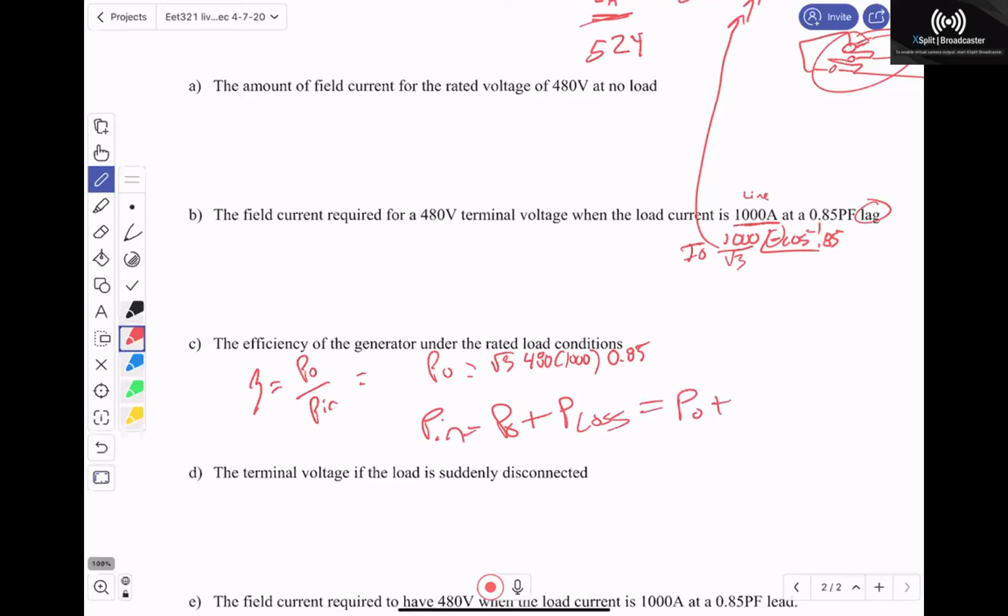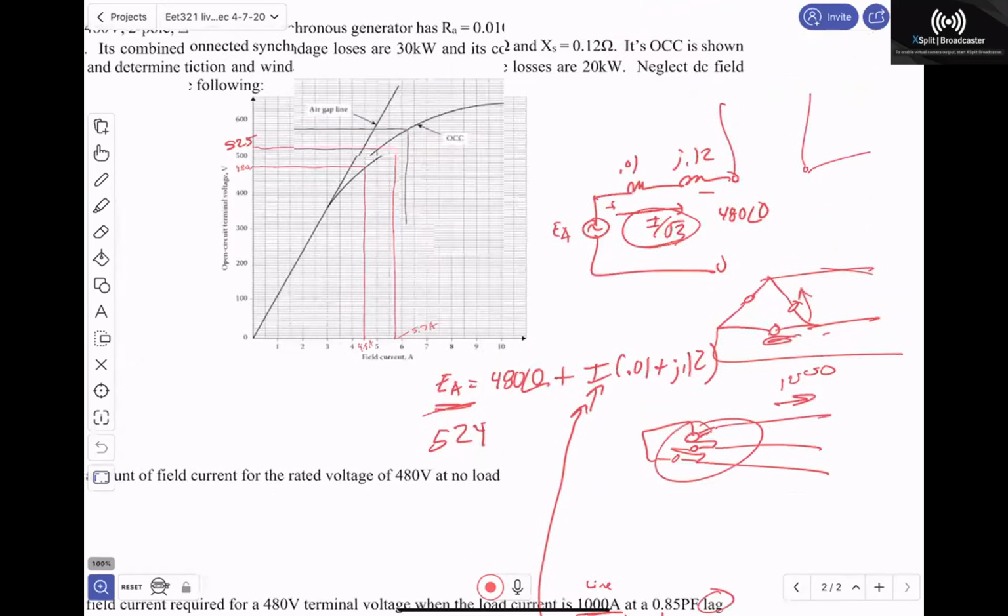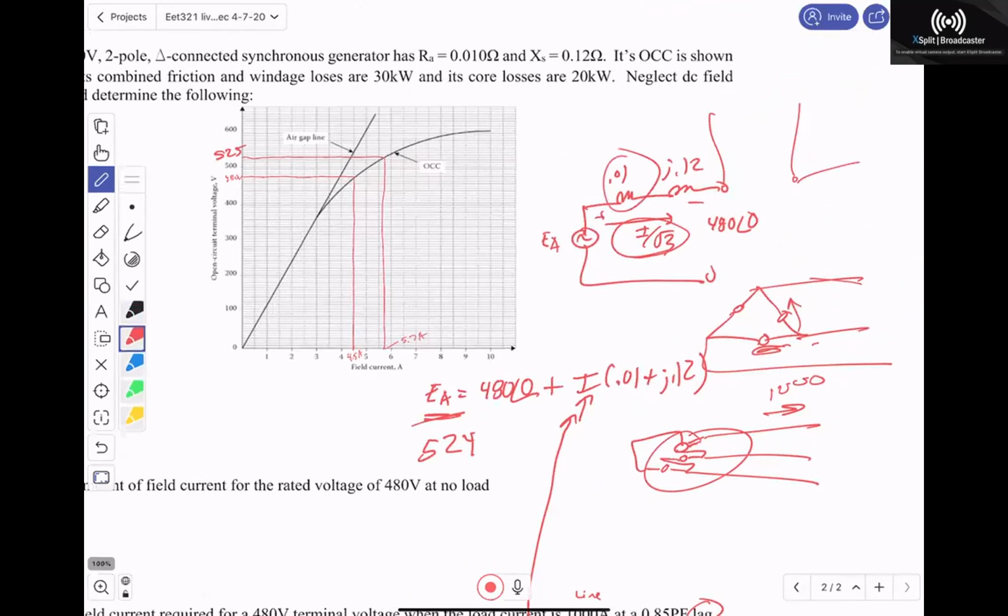Do you have the description of the problem? Does it give you any losses in there? 30K and 20K watts. So you've got plus 30K, plus 20K. Any other losses? Those are the only two listed in the problem, but are those the only losses? Go back to your equivalent circuit. Isn't this a resistor? Doesn't that have I squared R losses with it?